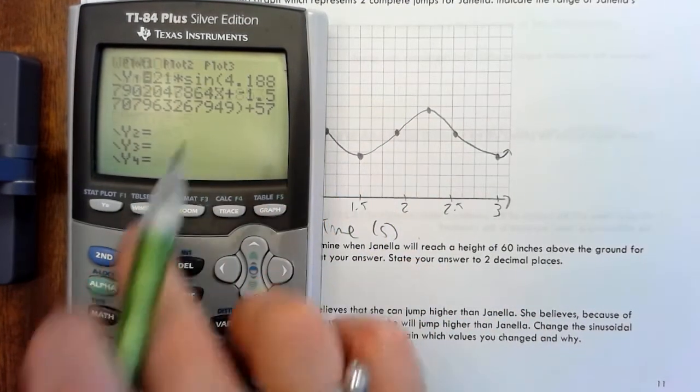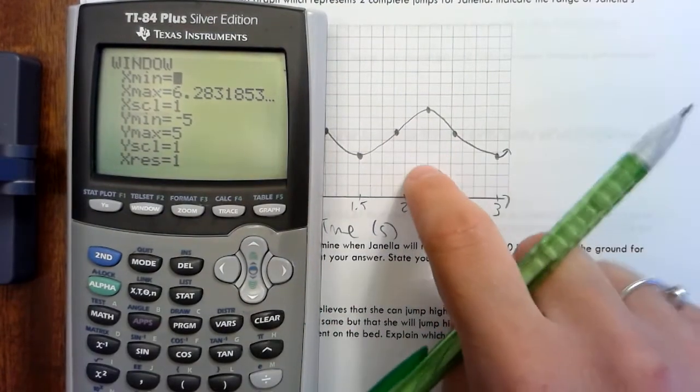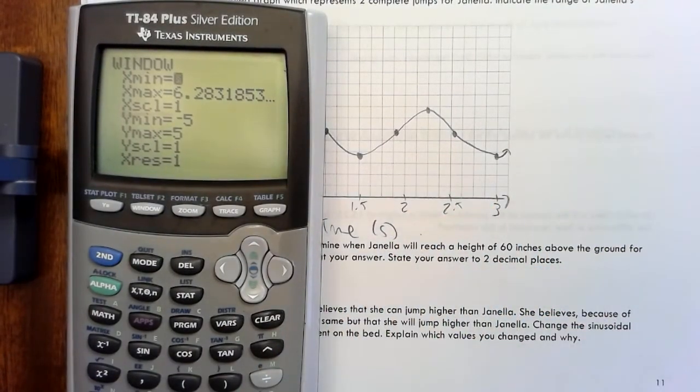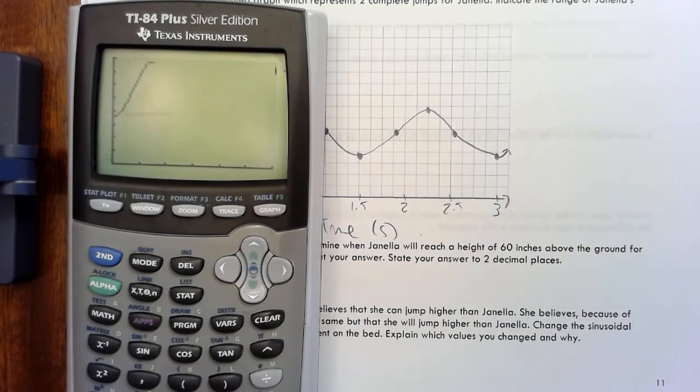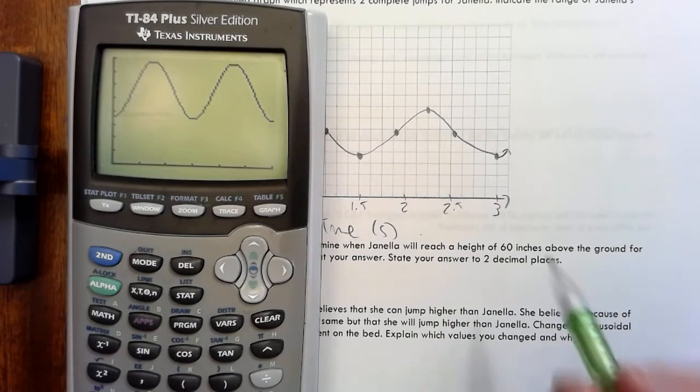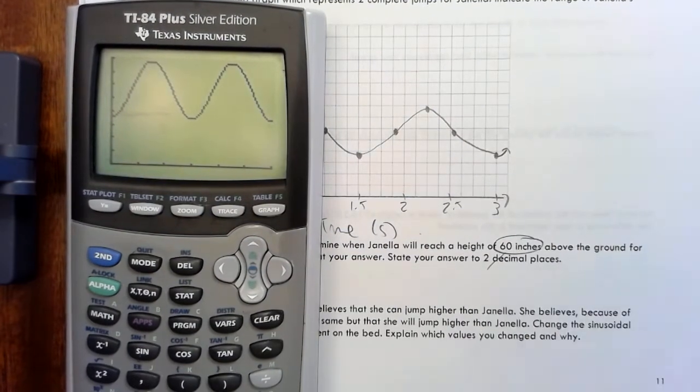Okay, probably have to change my window settings. I'm going to change it to exactly what I have here, because I know that that's going to work out well. Going up by 0 to 80, going up by 10. And my graph should look like what I have on my page. Beautiful. Okay, now it asked me for when we reach a height of 60.